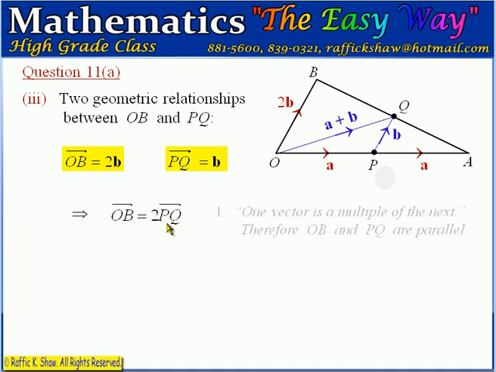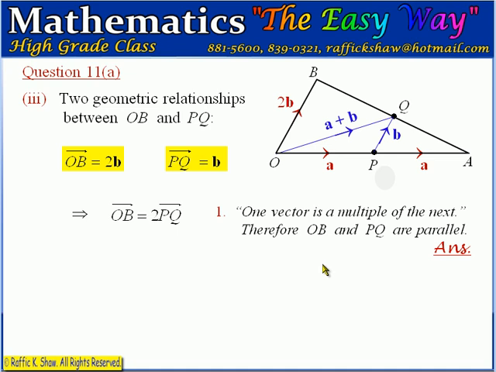So we have deduced our first relationship between these two line segments. One vector is a multiple of the next, and therefore the line OB is parallel to the line PQ. OB and PQ are parallel. So that's our first geometric relationship.